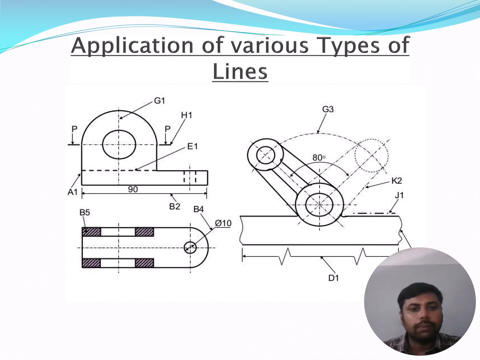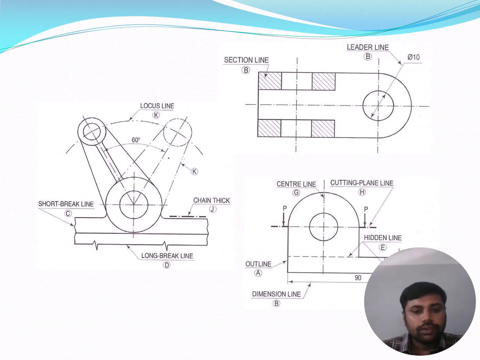Then we can see some applications of various types of lines. Here we are using cross-section lines, center lines, outlines, edge lines, visible lines, continuous zigzag lines. Everything we have used, we can see in this slide. Then next, you can see some locus lines, short break lines, chain thick lines, section lines, hatching lines, everything in this slide.